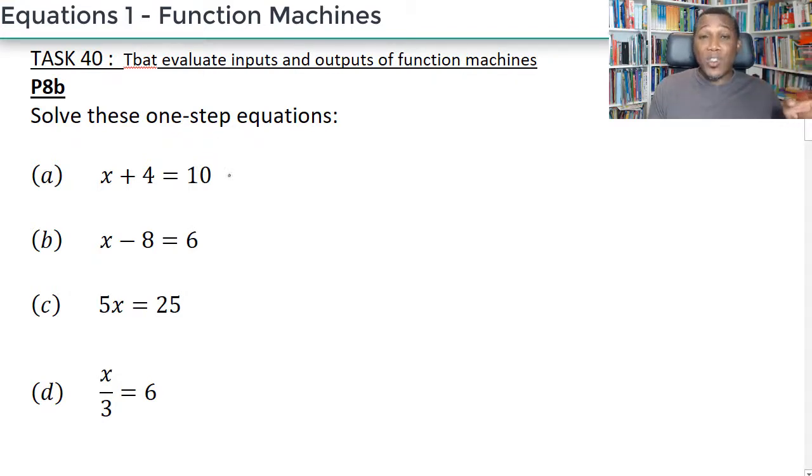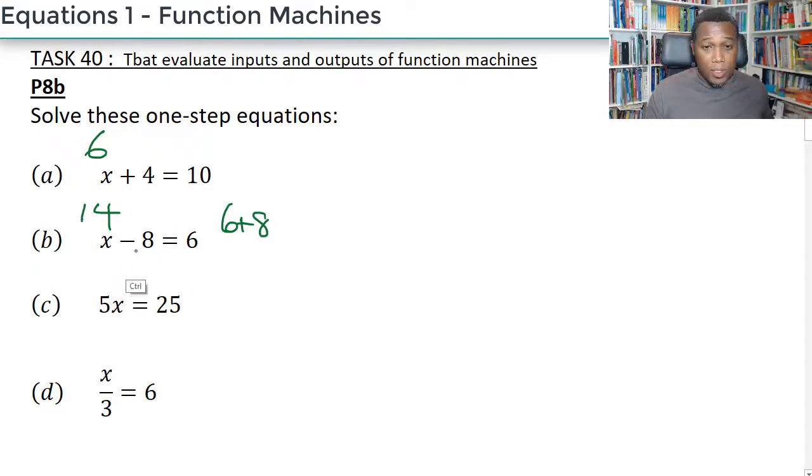I'm going to put the answers now. You should have had 6. 6 and 4 is 10. You should have had 14, because 6 plus 8, that's what you're doing going backwards. So you're adding 8. The opposite of minusing 8 is adding 8. Here, this is multiplication. This is x multiplied by 5.